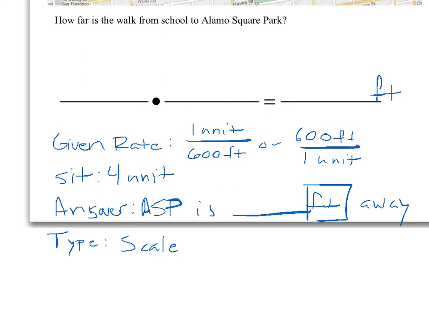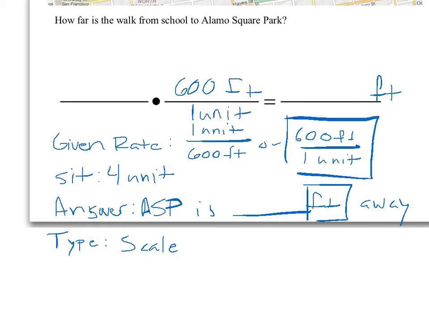And show me number 1 or number 2. Which of these two rates or scale factors am I going to be using? Looking around. Which of these two am I going to be using? Okay, you guys are telling me that I need to match up my feet with my feet. 600 feet for my 1 unit. That matches up my feet across from my feet, just the way we like it.